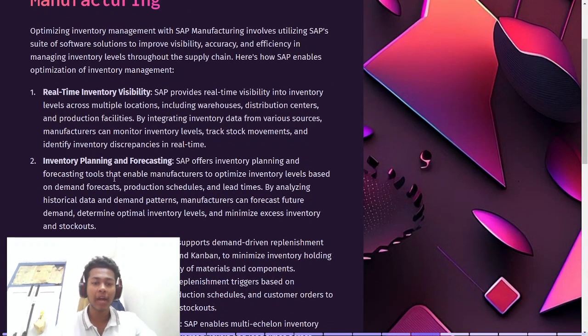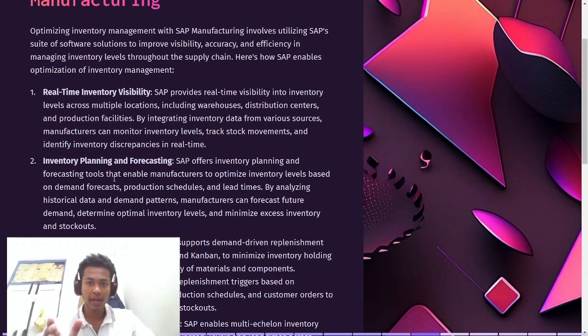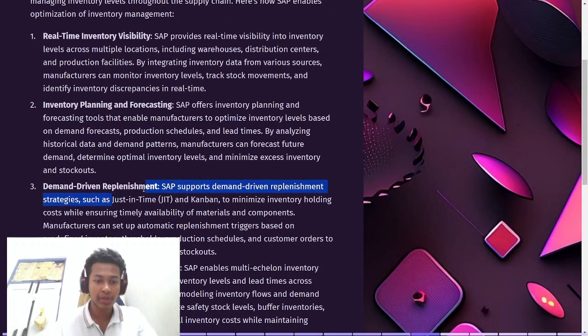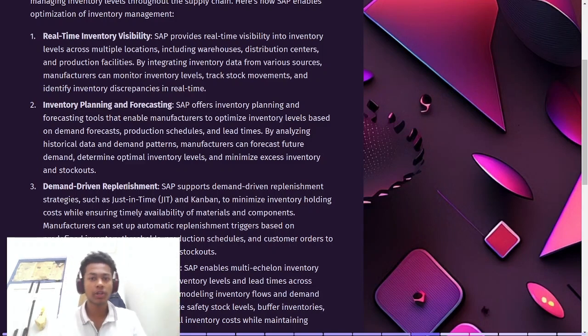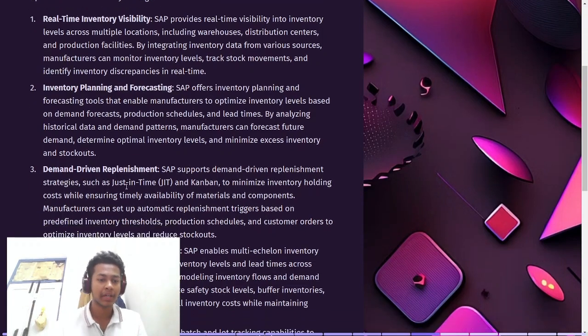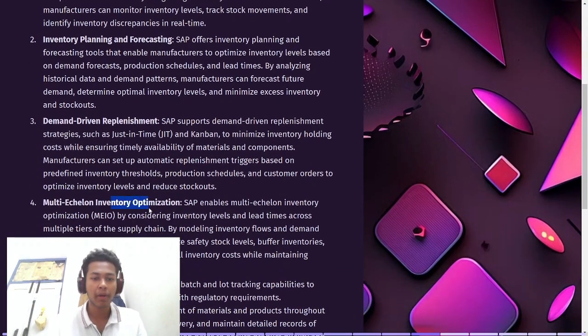So, inventory planning and forecasting. If you always know what you have and what you don't have, you will easily understand that you need to buy certain things, and that you should get them before the stock is finished, which will help you plan inventory. Demand driven replenishment. Here it means that because you know your inventory always, you will understand which supply has demand, which you will buy immediately.